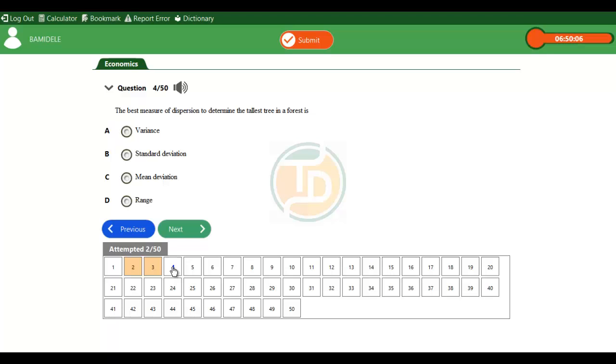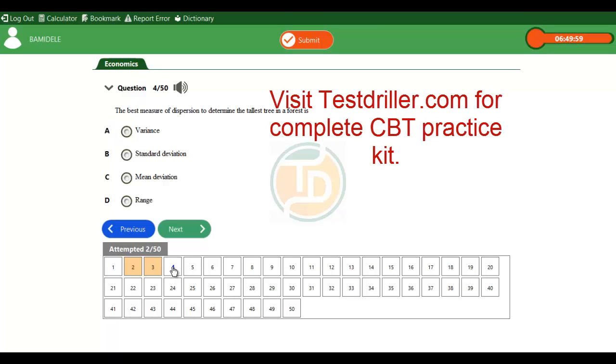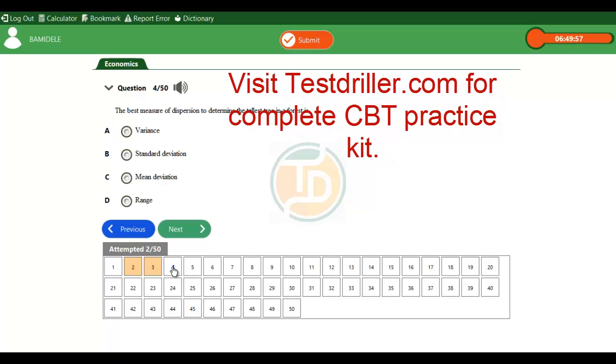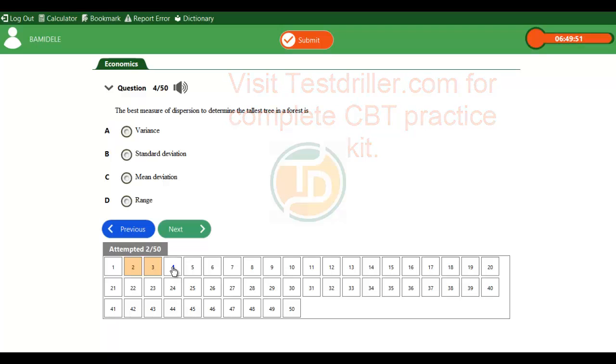The best measure of dispersion to determine the tallest tree in the forest is. The best measure of dispersion to determine the tallest tree in a forest is option A, variance, option B, standard deviation, option C, mean deviation, option D, we have the range.